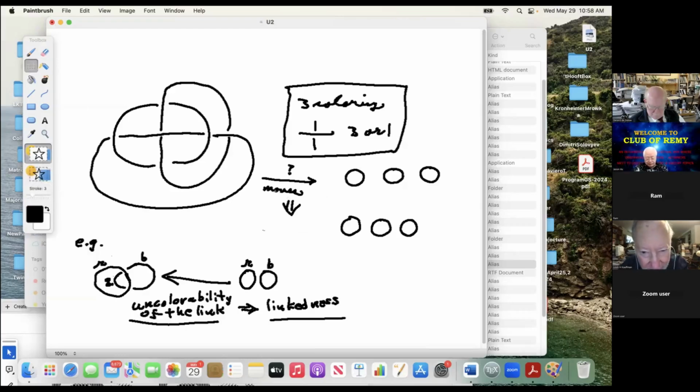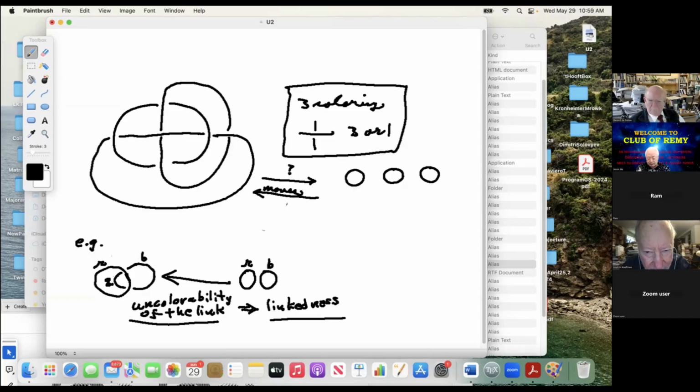I'm trying to keep this from being too busy. If you can go this way, then you could go this way just as well. And if this was colored red and this was colored blue and this was colored green, and then you could go this way, that would mean that this would be colorable. And if B is not colorable, then B is linked.